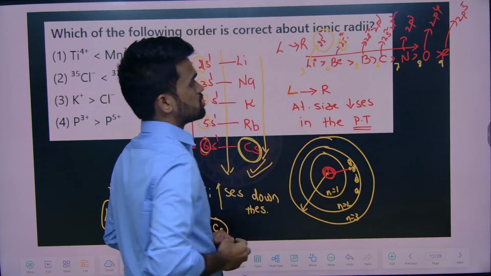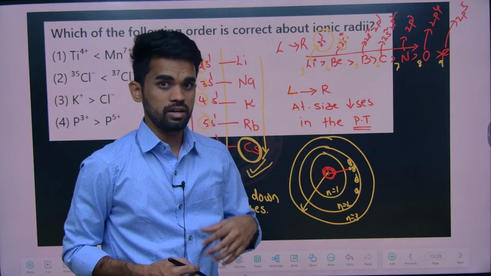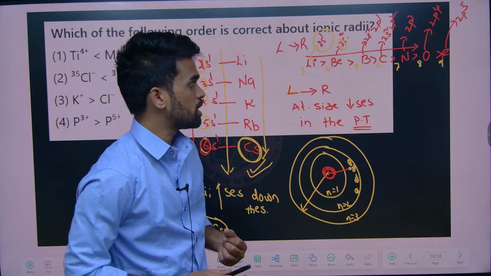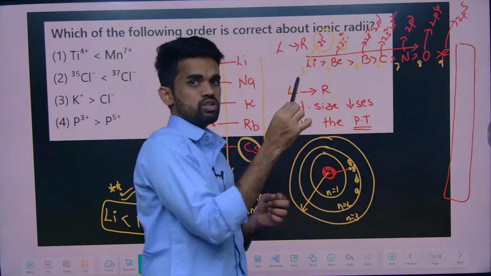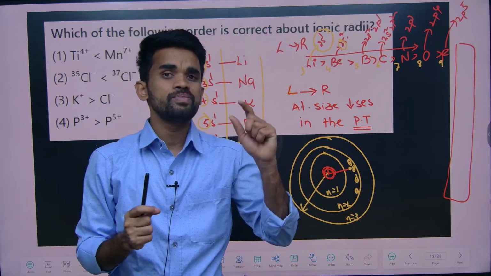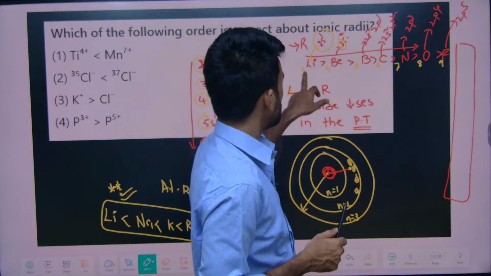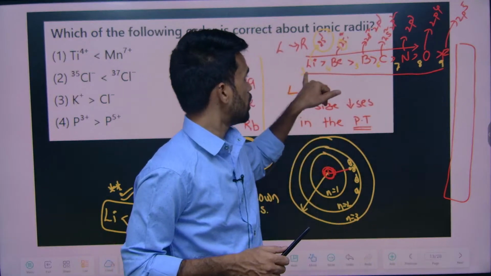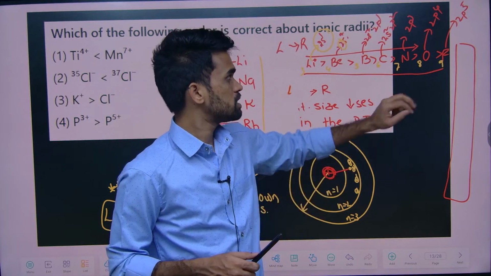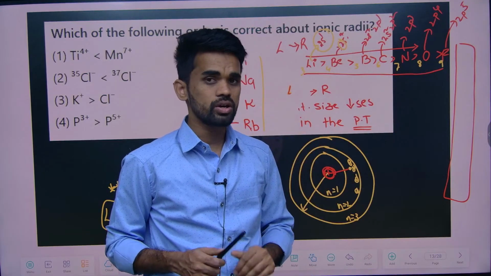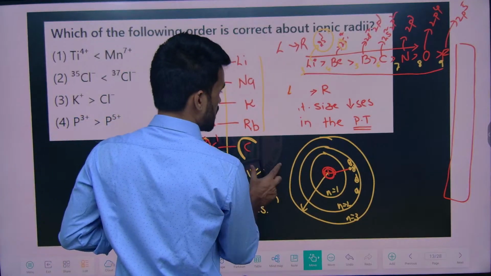And one more thing: sir, you are writing only from lithium to fluorine. Why not neon or the noble gases? Because noble gas size is exceptionally high in any of the respective periods. The highest size is for noble gases. This is an exceptional thing to discuss. But from alkali metals to halogens, size decreases. The smallest size here is fluorine. Okay, remember.